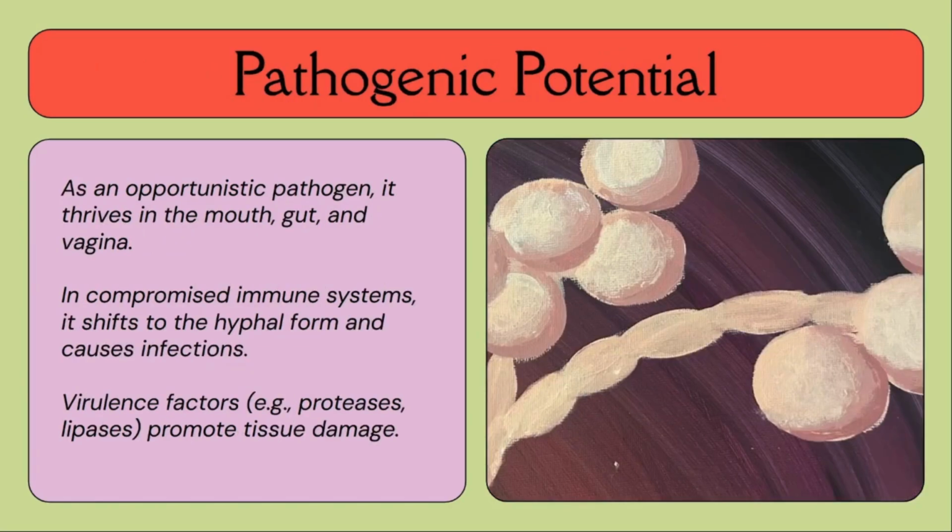As an opportunistic pathogen, C. albicans is usually harmless, but it can become harmful when the immune system is weakened. It switches to its hyphal form, allowing it to invade tissues and form those biofilms.